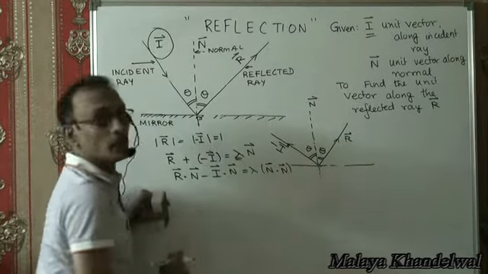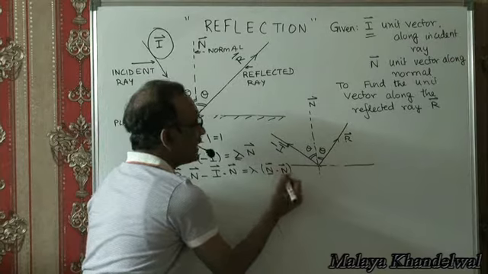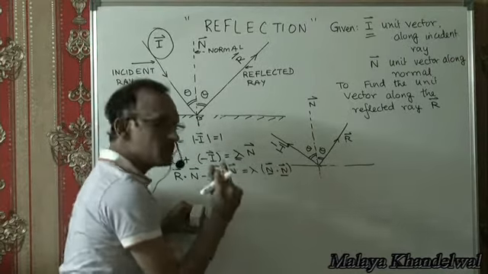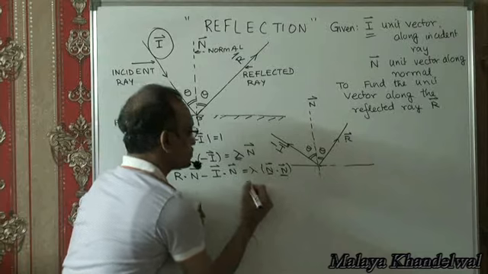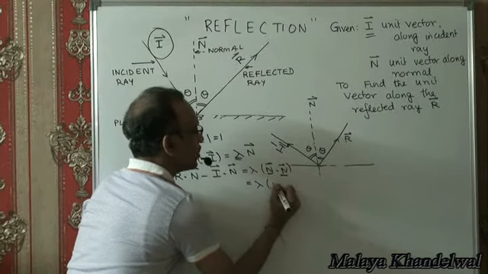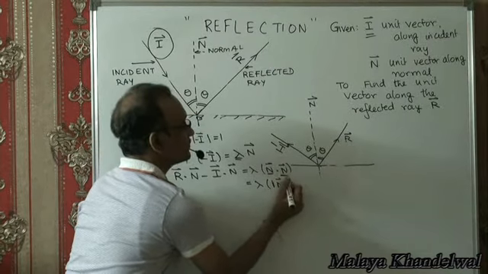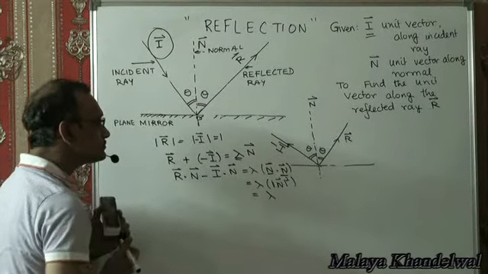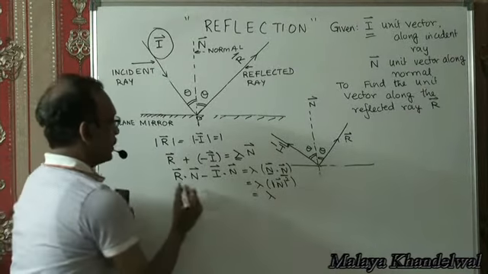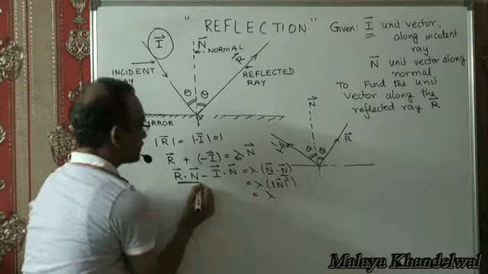N dot N is 1. Why? Because N is a unit vector, so N dot N is mod N squared, which is 1. So that is lambda into mod N squared, which is 1. So that's lambda, right? Now, what do I do with R dot N?